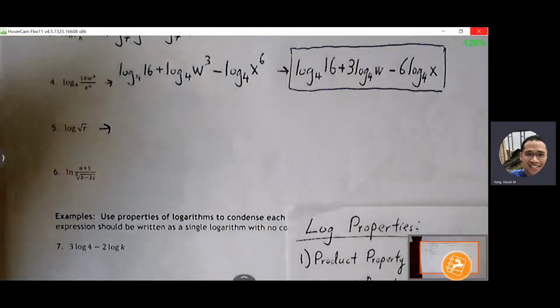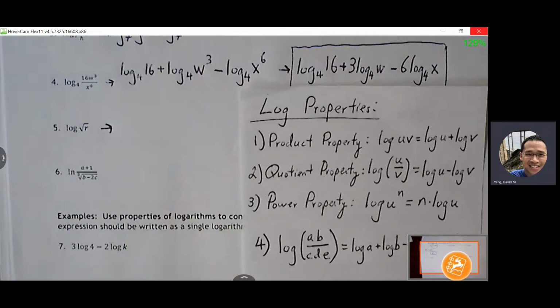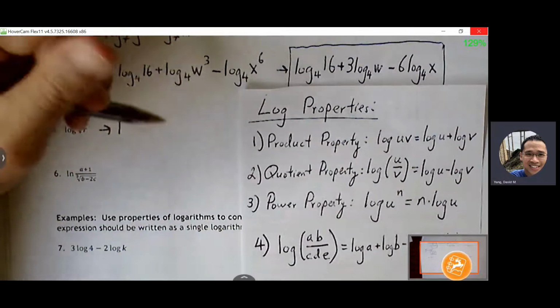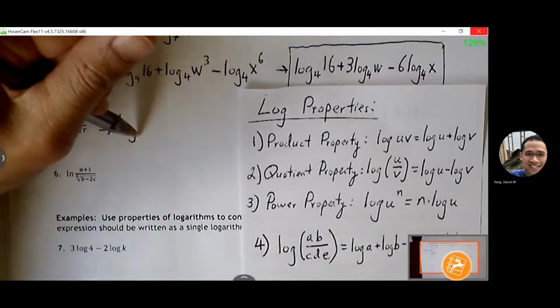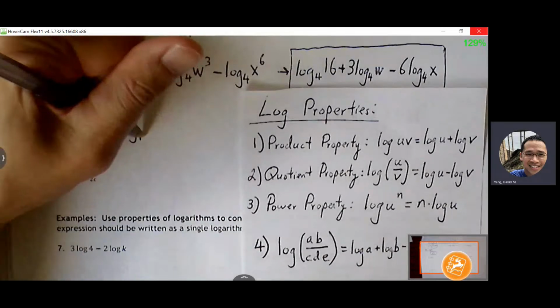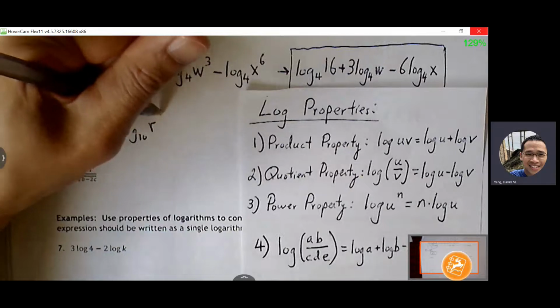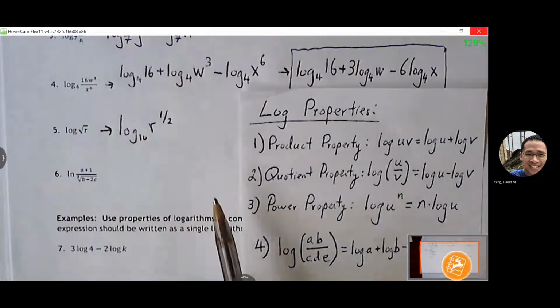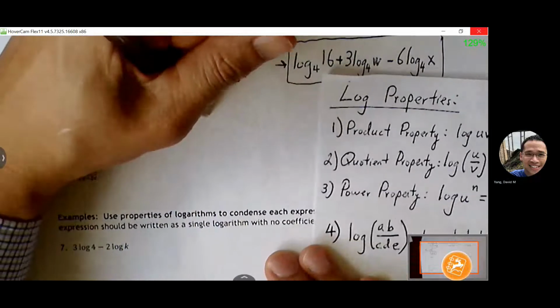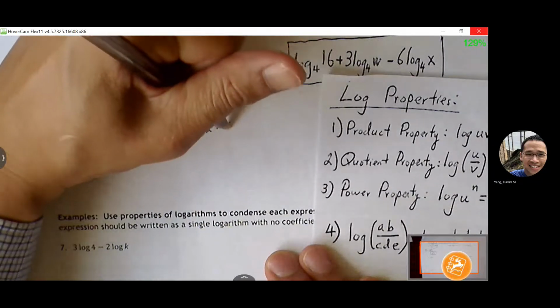Okay, number 5, I really can't expand using product and quotient, but I can use power. What's the hidden base? Well, the base is 10. Okay, base 10, and then R to the 1/2. Okay, power property, bring that 1/2 down.